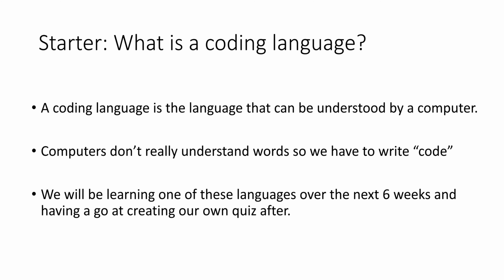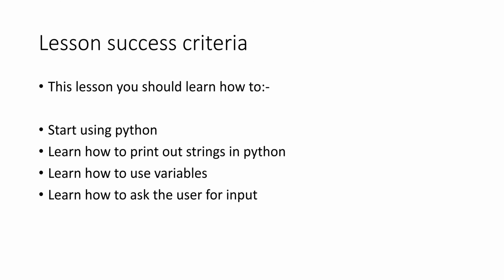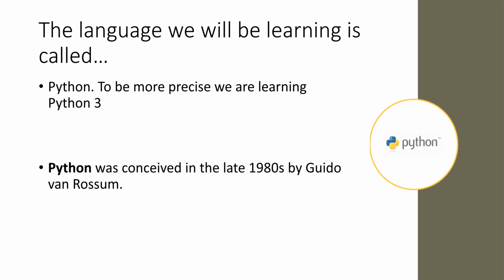So over the next few weeks, we're going to be learning how to create a quiz system within our chosen coding language. Now this lesson we're going to start using Python. Python is the language that we're going to start using and start learning. We're going to specifically focus on Python 3, and you're going to learn how to print out strings in Python, and you're going to learn what a string is. You're also going to learn how to use variables and learn how to ask the user for an input, because with our quiz system we're going to need to know how to do that. So we're going to have some time this lesson as well to have a practice at that and see what you are able to do with this new coding knowledge.